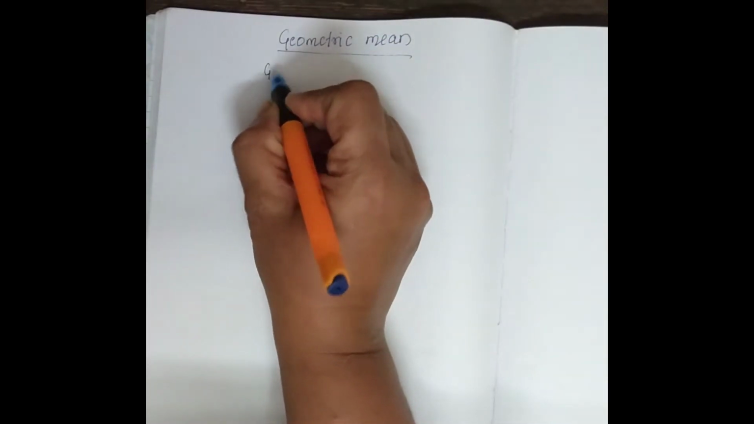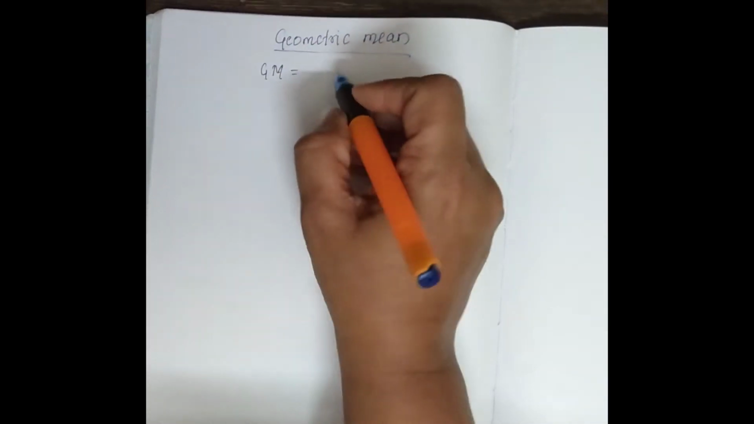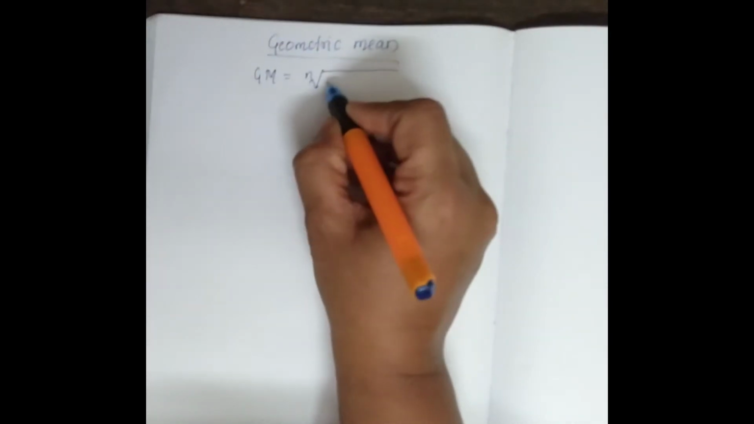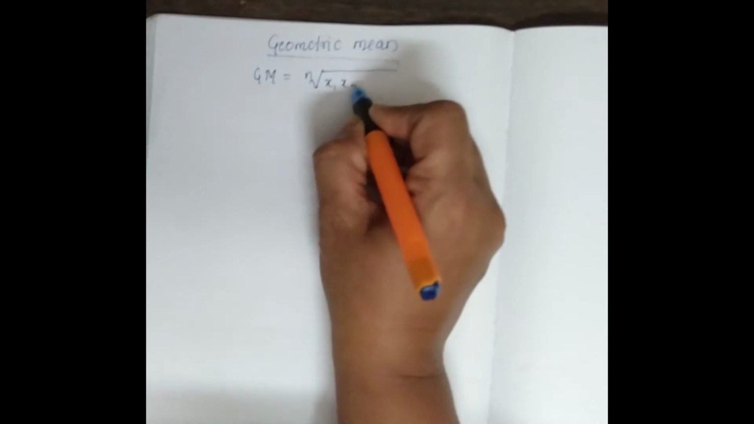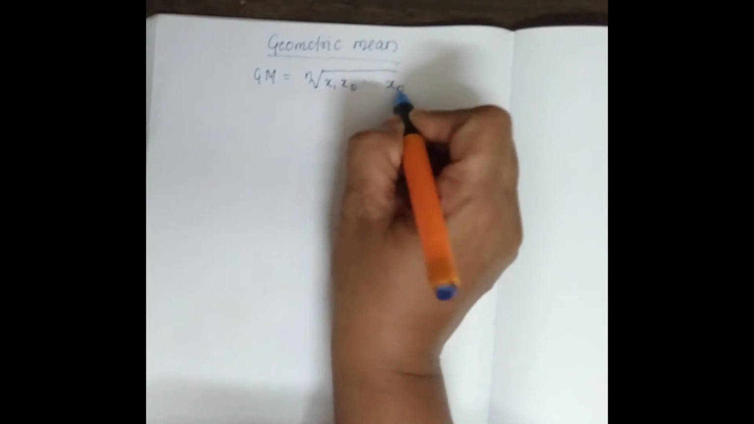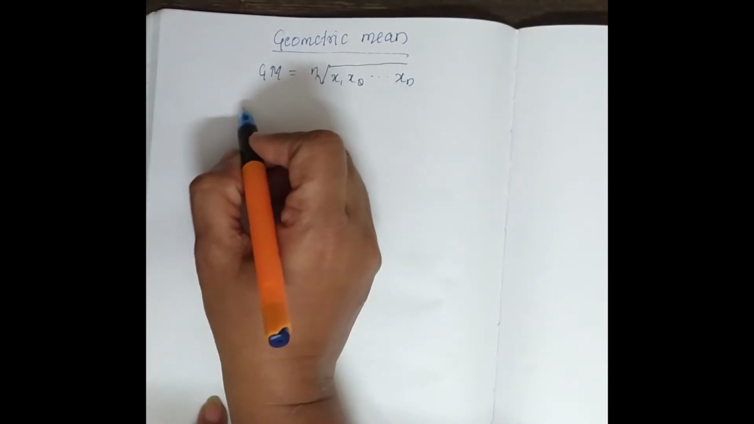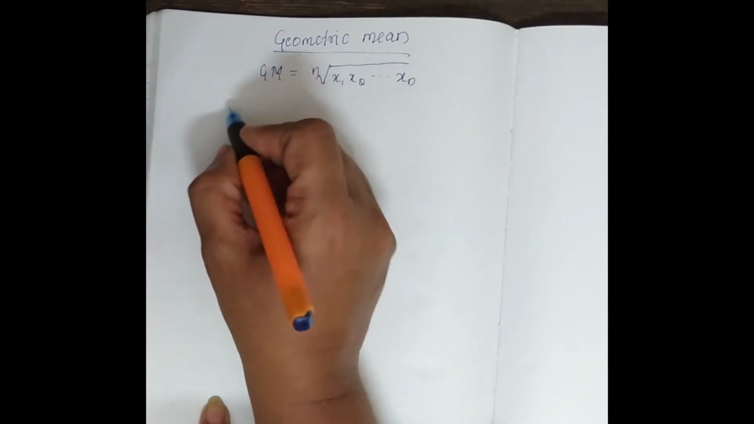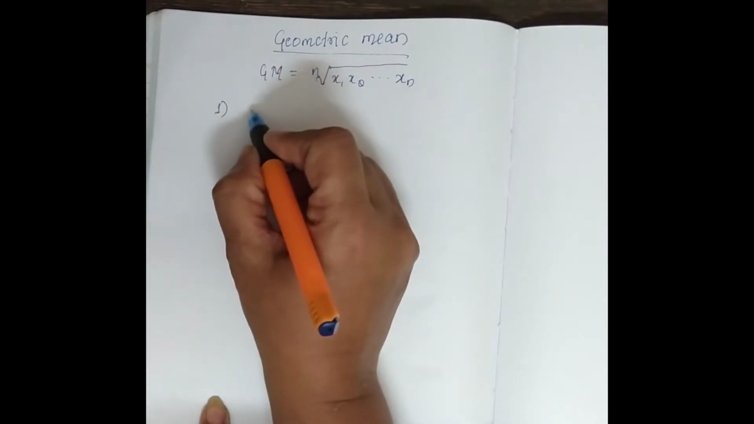Geometric mean is nothing but the nth root of the product of n observations in a series. I am giving you the formula here. If you have to take the nth root of the values x1, x2, up to xn. For example, you may consider a cube root or a square root. One example is given in the textbook.